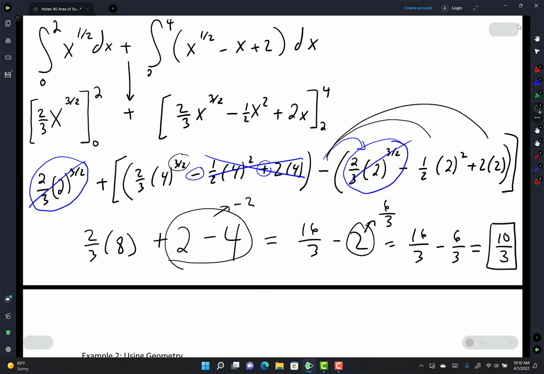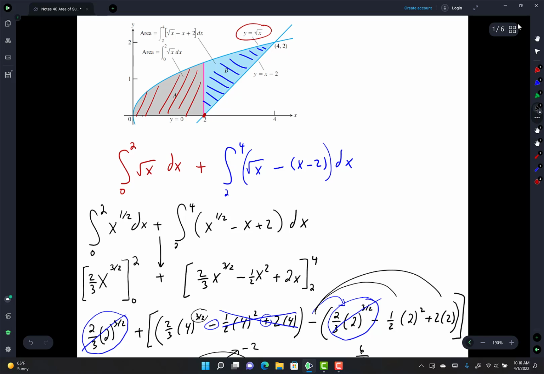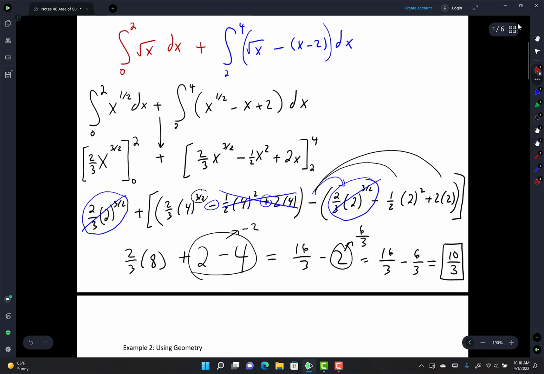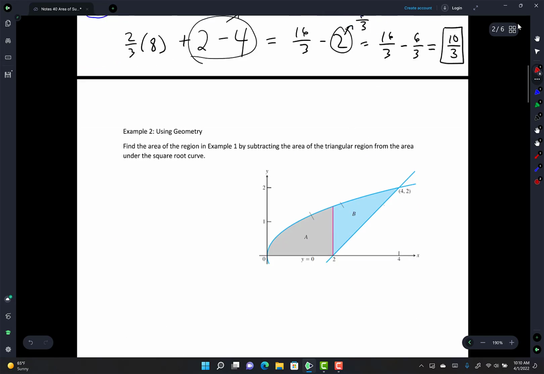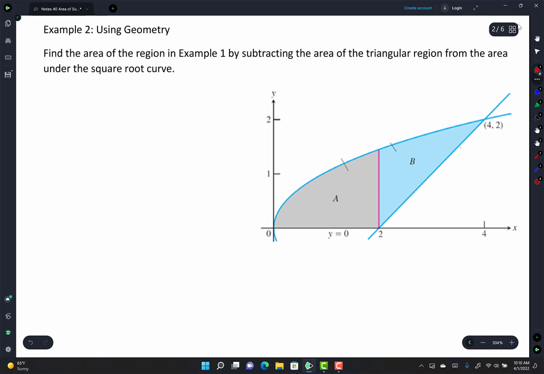And I'm sure if we do this with a calculator, that's what we'll get. How do we feel? Okay. All right. We did a good job there, guys. Good job. We're going to do the same problem. This is by design on purpose. We're going to do the same problem, but different. We're going to do geometry.